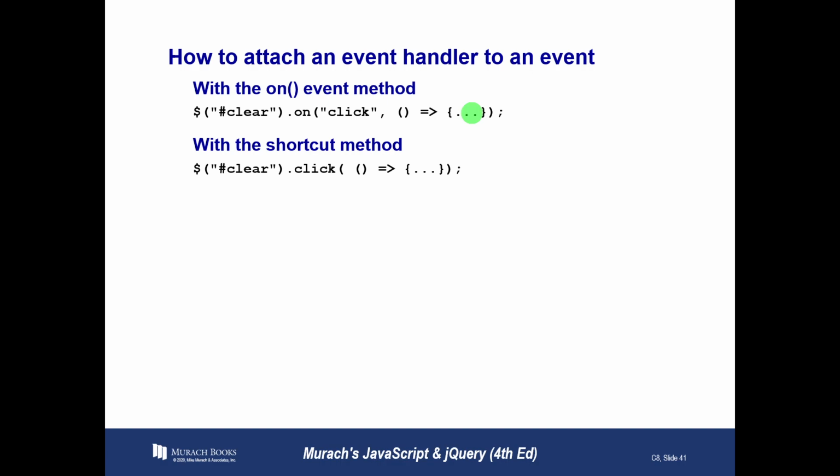And then here's the shortcut method, clear.click. We can do clear.click, and we don't even have to use the word on. And the same thing can happen. We can specify a function, or we can write an anonymous function in here.